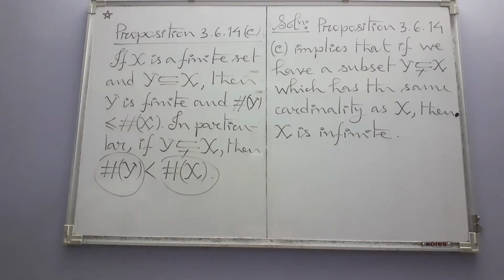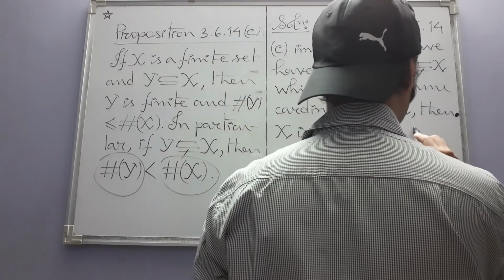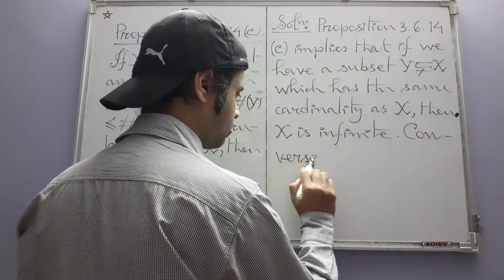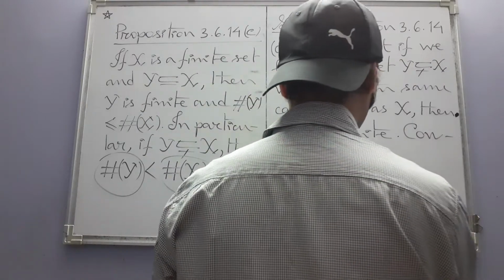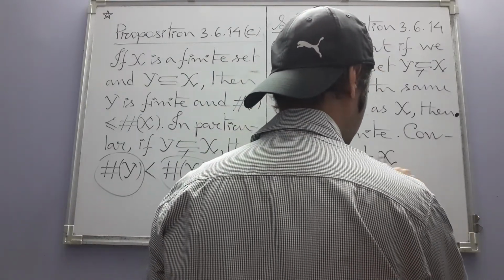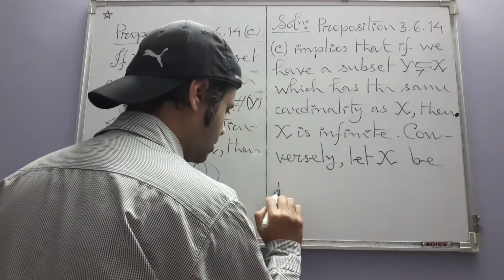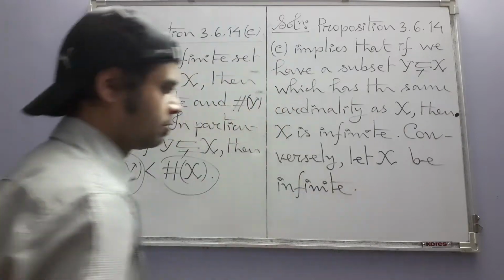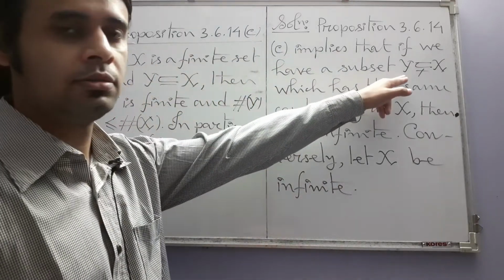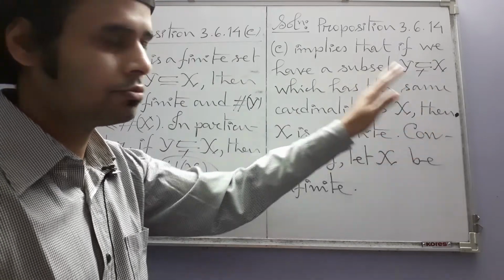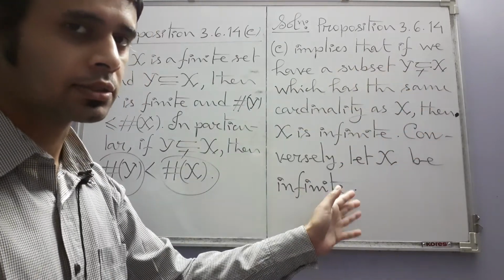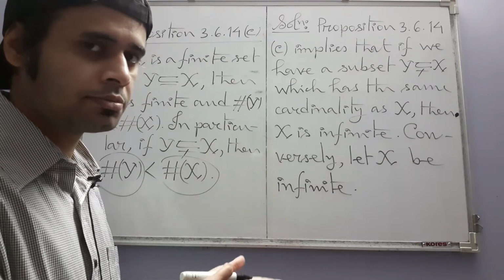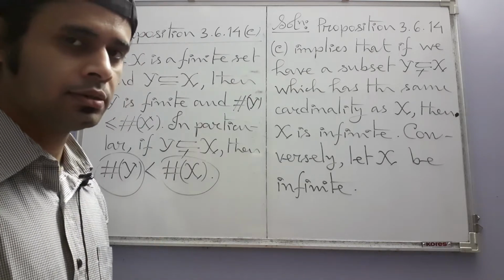Now we go to the other half. Conversely, let X be infinite. Now we need to find a proper subset Y of X which will have the same cardinality as X. That means for which there would be a bijection between that proper subset and X. So we need to find that Y.